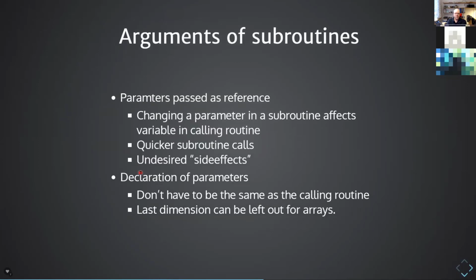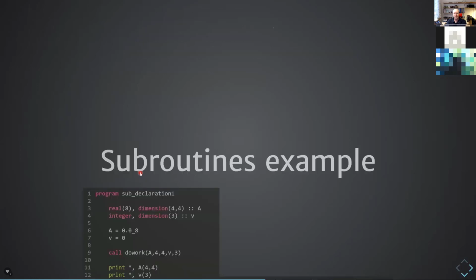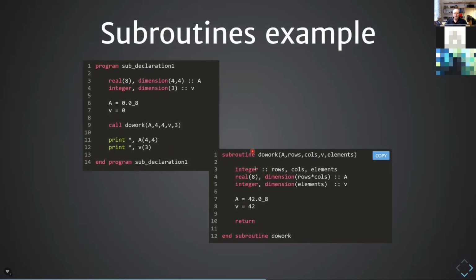As I said, variables are passed by reference. You have to declare your parameters, but they actually don't have to be the same type as the calling routine. You can also leave out the last dimension for arrays. So here's an example. I have a 4x4 array and a vector of 3 elements. And I call my subroutine here using the array A, and then the dimensions I pass along into the subroutine. Same thing for the vector here, 3.